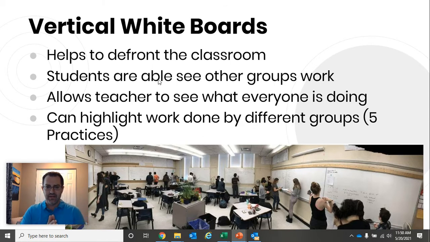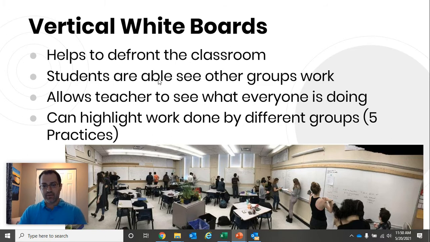It also helps to defront the classroom a little bit, right? I'm used to having my smartboard at the front. That's kind of the center of the room. This is helping to change that a little bit, to have it not just be the teacher delivering information from the front, but rather the knowledge is just happening everywhere. As students are completing tasks, they're learning.